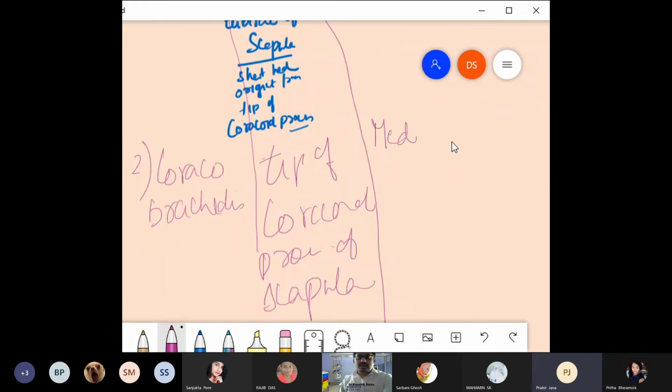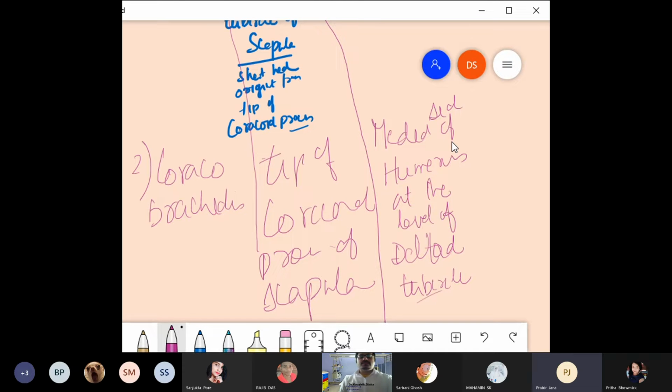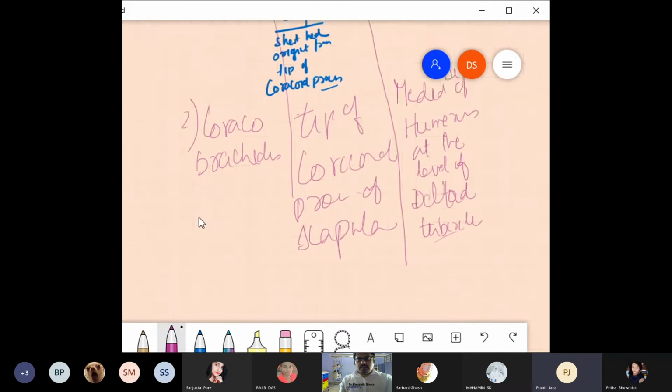Medial side of the humerus at the level of what? Deltoid tuberosity. Understood? Yes, sir. Okay, so what is the name of the third muscle?